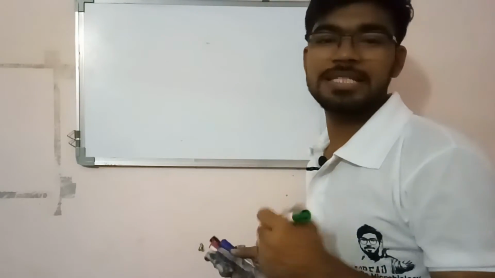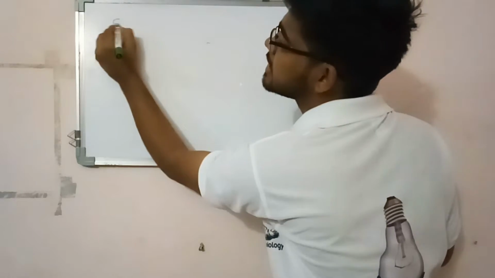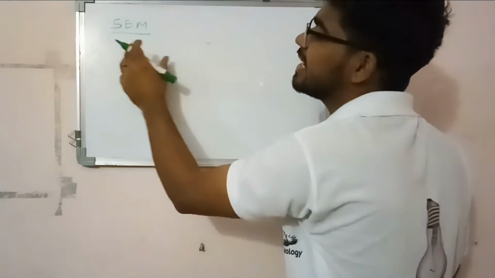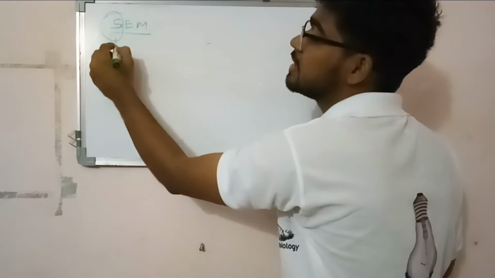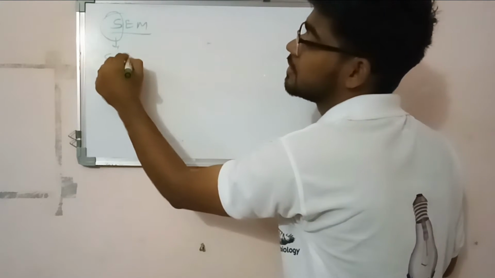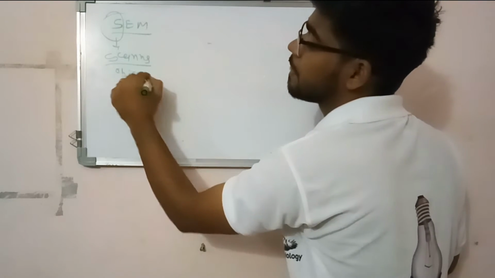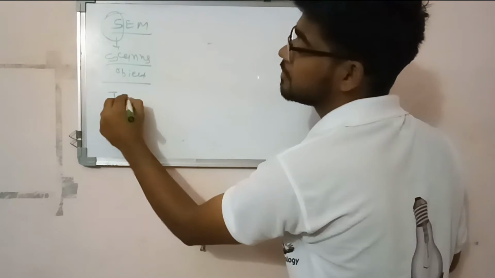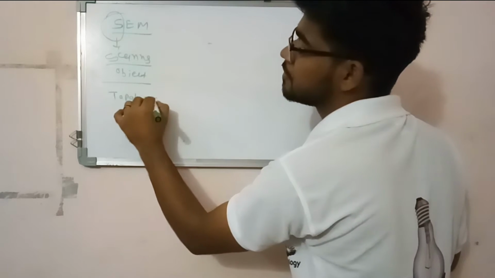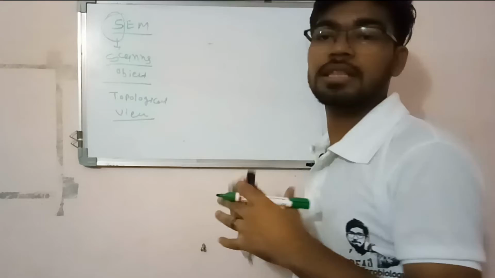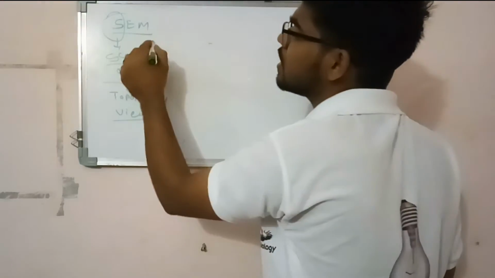Hello friends, so in today's lecture we are going to talk about SEM. It is a type of electron microscopy, scanning electron microscopy. As the name suggests, it only scans the object and gives a topological view of how images look, how the object looks.